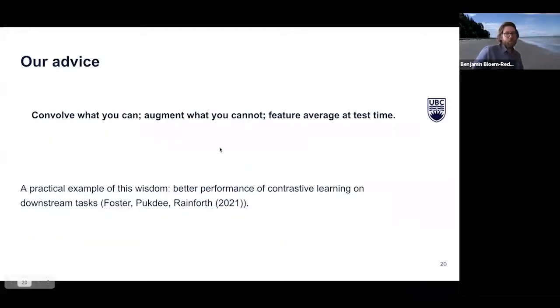Nonetheless, our advice, I'm adding to what I said before: convolve what you can, augment what you cannot, and feature average at test time. Okay, so if you're able to evaluate a couple of extra forward passes with transformations of your data, you will get better performance. And a practical example of this, applied to contrastive learning on downstream tasks, will appear in ICLR later this year.